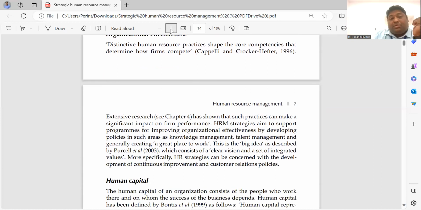Now see organizational effectiveness. HRM strategy aims to support the program for improving organizational effectiveness by developing policies in such areas as knowledge management, talent management, and generally creating a great place to work. See, in every organization, the employee should work with pleasure, not with pressure. The employee should not think that going to the organization will be a lot of pressure on him. He can't do the work. No. The employee should go to the organization with a smiley face.